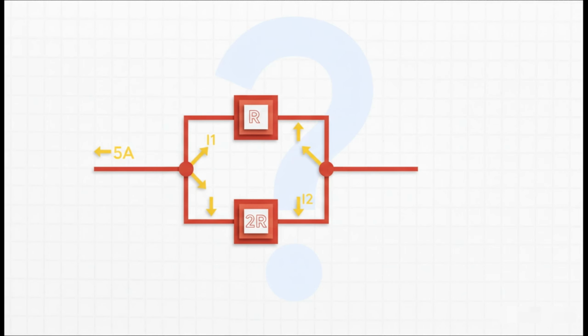All right, theory's great, but practice is where it really sinks in. So now it's your turn. Here's a challenge for you. We have a 5 amp source splitting into 2 paths. One path has a resistance we'll just call R, and the other path has double that resistance, 2R. Can you figure out the currents I1 and I2? Go ahead and pause the explainer, give it a shot, and drop your answers down in the comments. Let's see how you do.